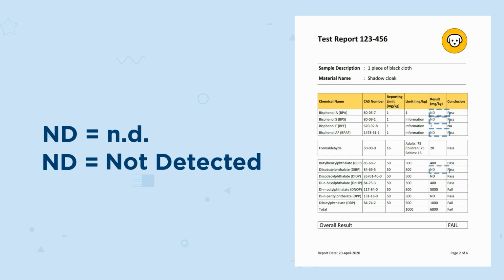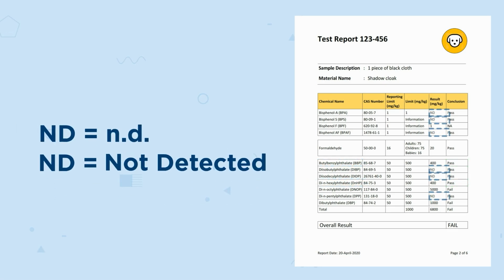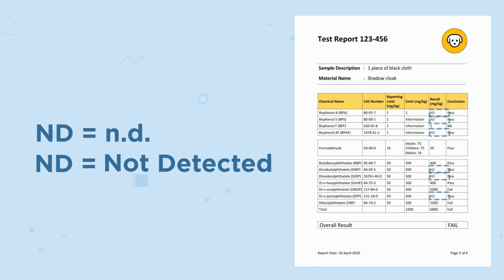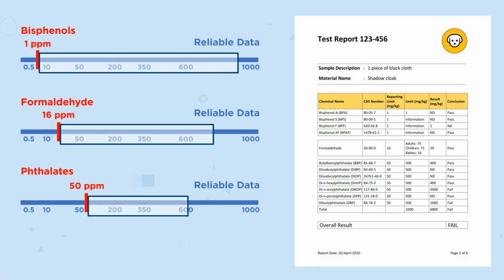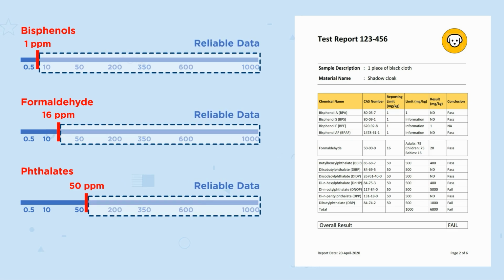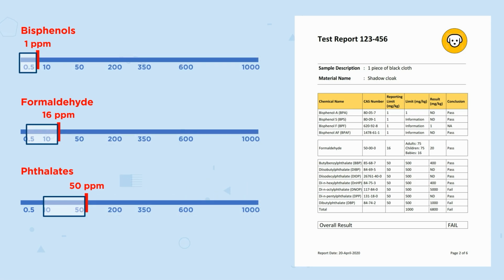Note that for some chemicals you may see an ND. This stands for not detected. In this report, 3 chemicals were tested with 3 different reporting limits. A reporting limit is the minimum concentration at which the lab can get reliable data. So when the concentration is less than the reporting limit, the lab enters ND into the result.